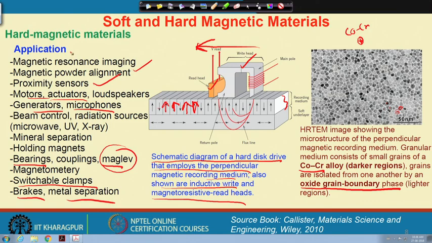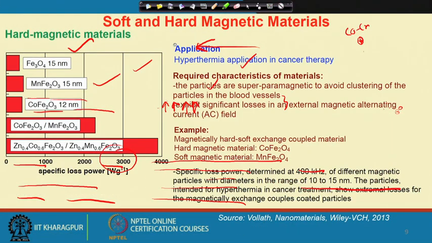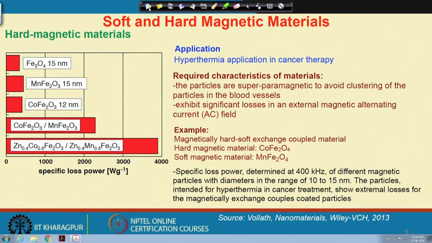For all these purposes, for high energy product, these hard magnetic materials are very much important, and people should develop more and more harder magnets along this direction by keeping all the fundamentals in mind. So, we have seen many different types of applications including beam generation and so on.